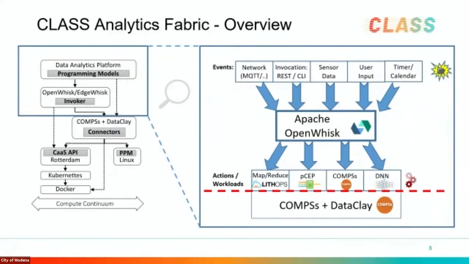But in the meantime, I'd like you to just grasp the general concept, where we have different components. For example, as you can see in the chart on the right side, we have a MapReduce component using Lithops. We have a workflow component based on COMPSs. We have DNNs. We may have a complex event processing component. They all can communicate with one another directly using the serverless platform.